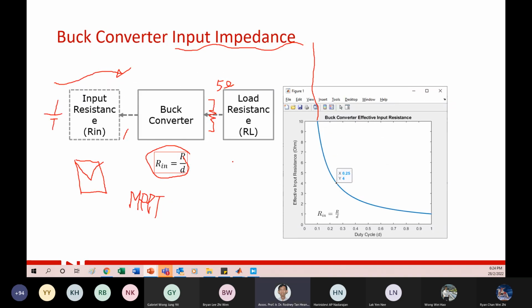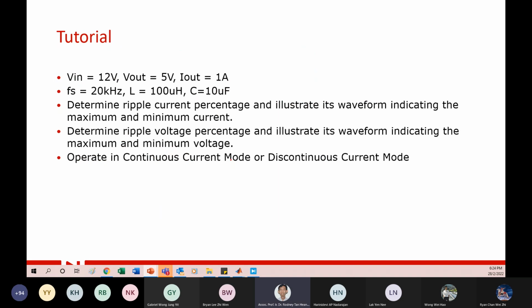Okay, any questions up to this point? I don't think I have time to demo this, because to demo the input impedance I need to show you how MPPT works, and I don't think we have time for this. But as long as you know this is important in future, if you do any FYP related to this, it is easier for you to understand when you refer back to my notes here. I will skip this tutorial.